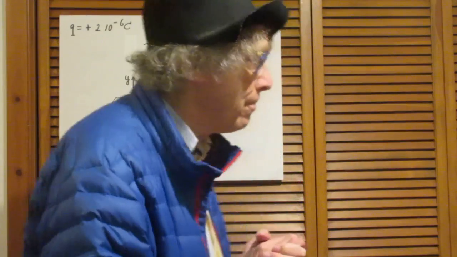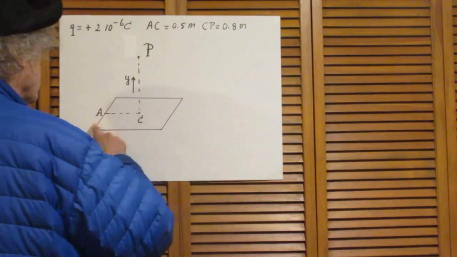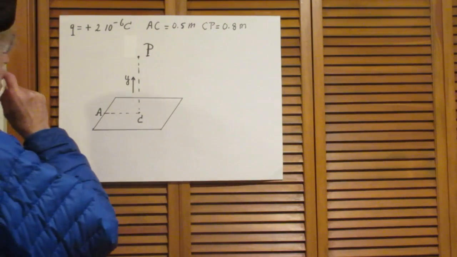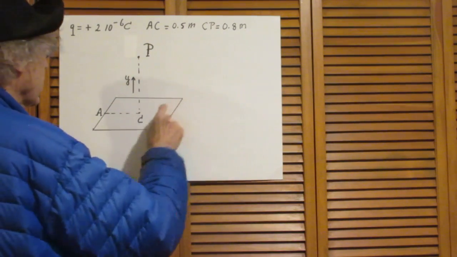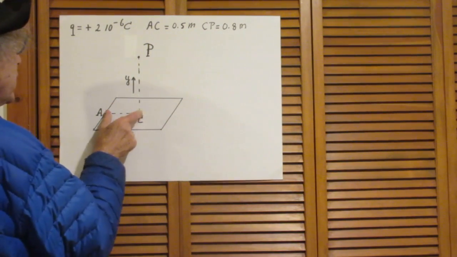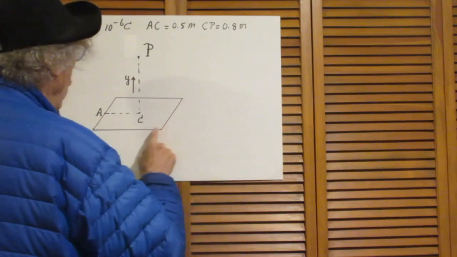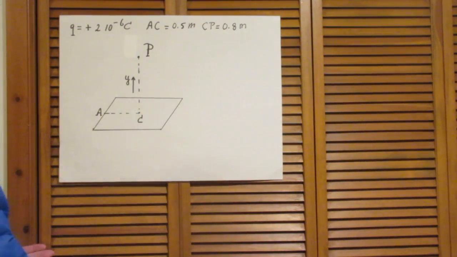Ready? This is a perfect square. This is 1 meter, 1 meter, 1 meter, 1 meter. So this here, AC, is 0.5 meters. I put on this square a total charge of plus 2 microcoulomb, 2 times 10 to the minus 6.